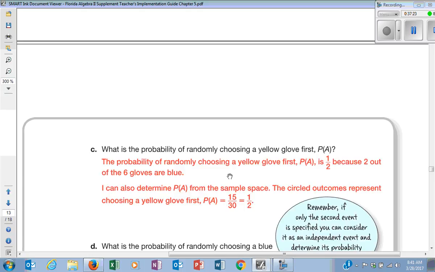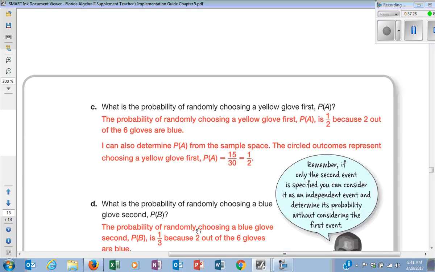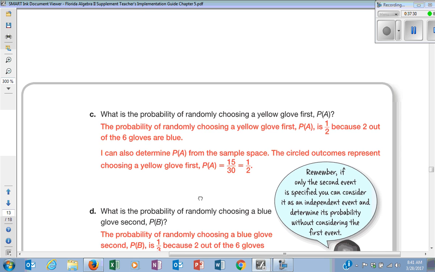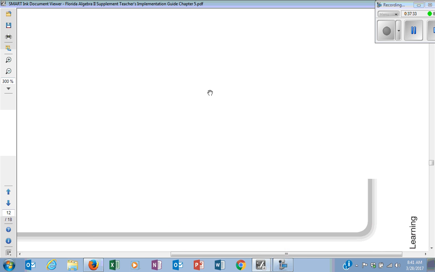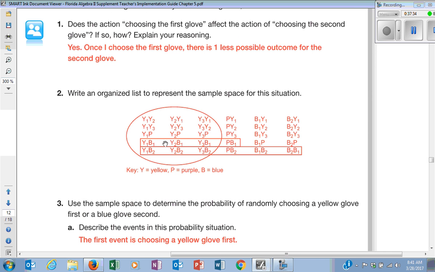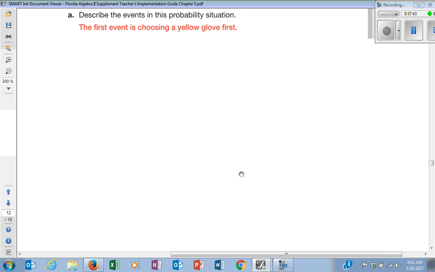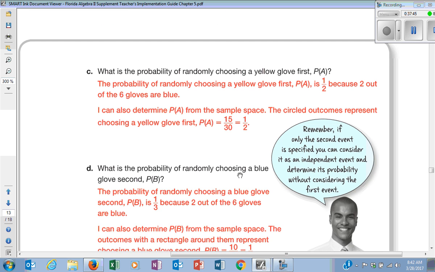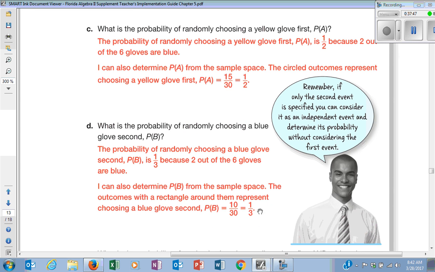Now, when I do 15 out of 30, that reduces to 1/2. What's the probability of choosing a blue? So I come up here. How many blues are there for second? 1, 2, 3, 4, 5, 6, 7, 8, 9, 10 out of 30, right? That reduces to 1/3. You guys following me?